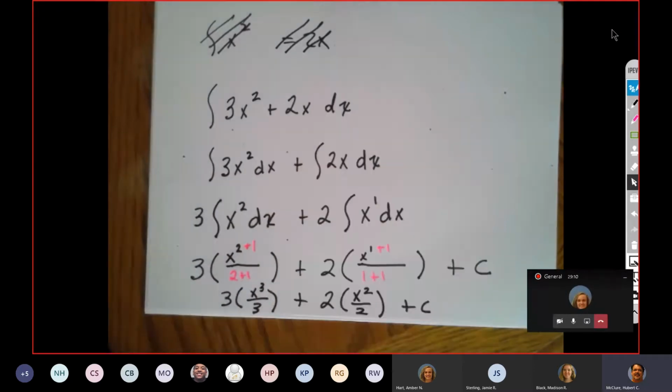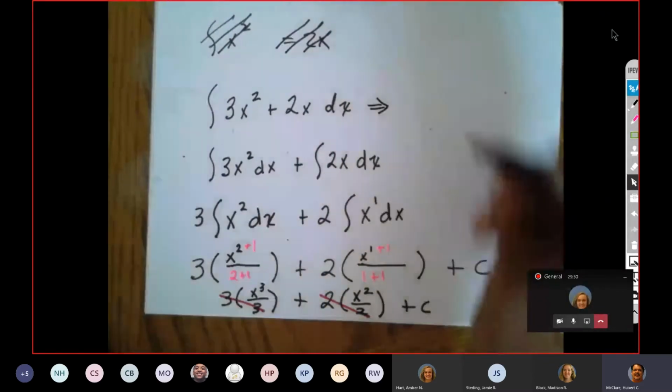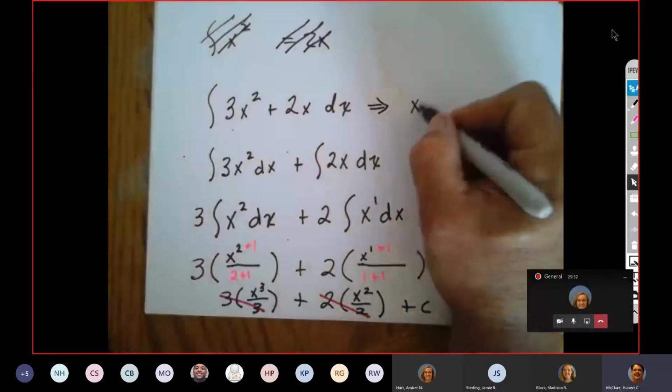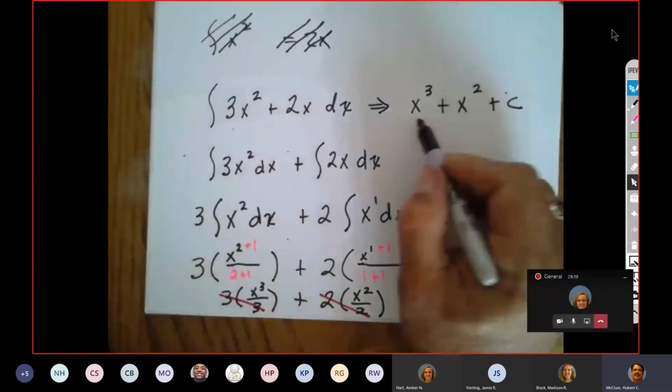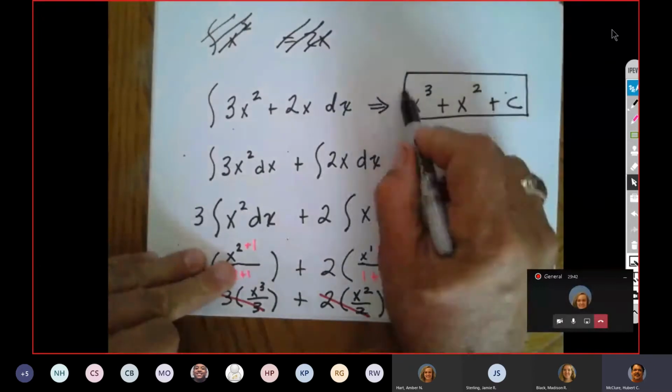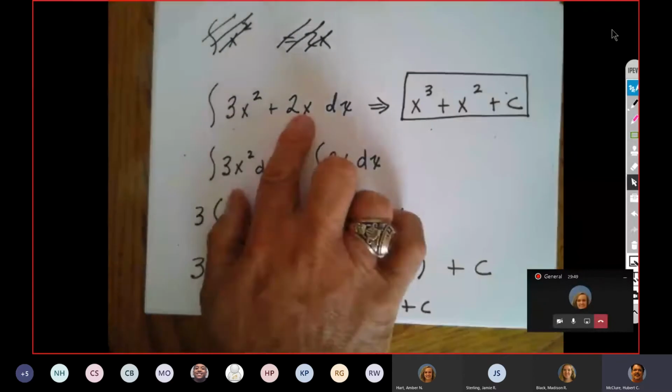And in this case, what happens to the denominator and the numerator? Does this happen a lot? Yes, it does. So don't feel bad if you have some things cancel out. Your final answer to this question is x to the third plus x squared plus c. That is the antiderivative, the infinite antiderivative of 3x squared plus 2x.